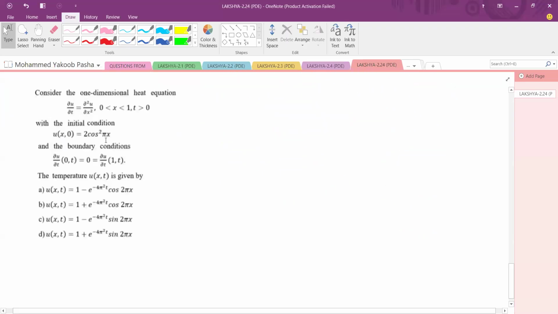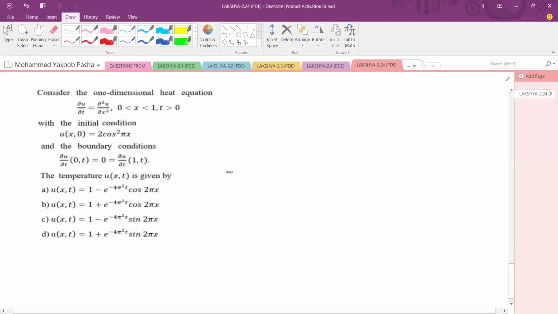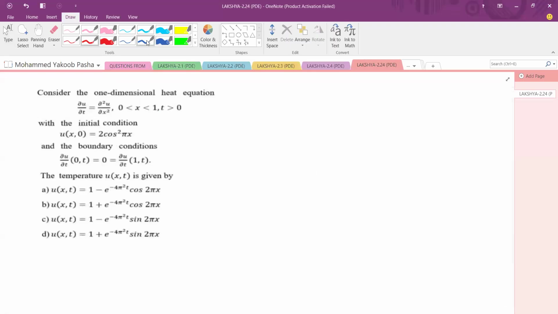This is the problem. Consider the one-dimensional heat equation, dou u by dou t is equal to dou square u by dou x square, 0 less than x less than 1, t greater than 0. It is a CSIR NET problem. And the initial condition is u of x comma 0 is equal to 2 cos square pi x. It is the initial condition. f of x is my 2 cos square pi x.